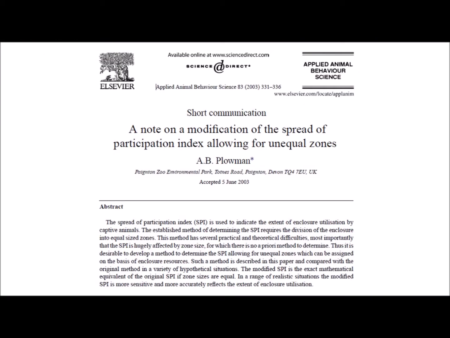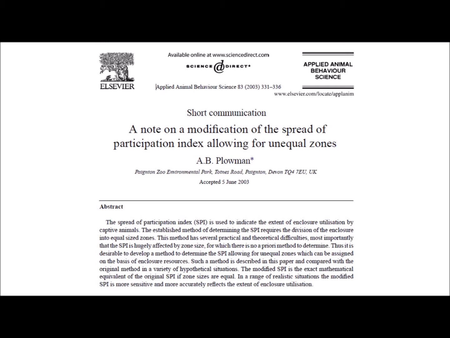This paper by Amy Plowman in the journal Applied Animal Behaviour Science outlines the method of the Modified Spread of Participation Index that we can use to determine how animals use their space. The Modified Spread of Participation Index breaks an animal's enclosure down into unequal zones. These unequal zones are the areas or resources that are within the exhibit that are potentially accessible to the animal.